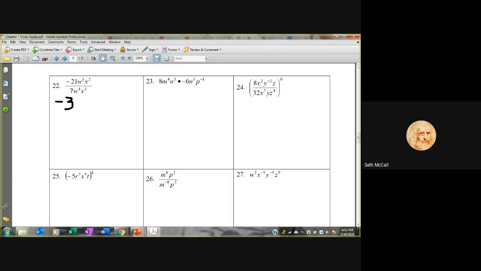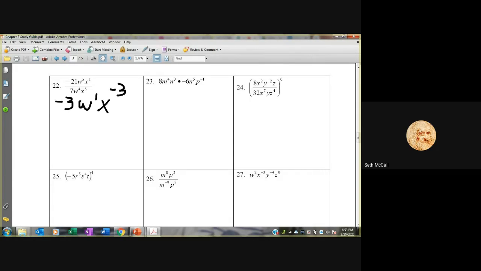And then we have w to the fifth on top, w to the fourth on the bottom. Because it's division, we're going to subtract. 5 minus 4 is 1, so it becomes w to the first power. And then we have x squared on the top and x to the fifth on the bottom. 2 minus 5 is negative 3.